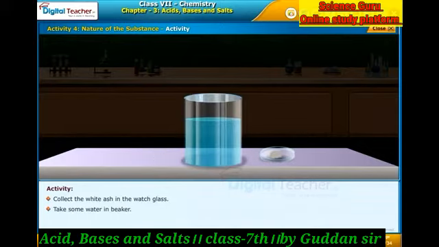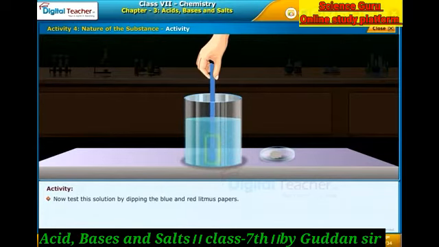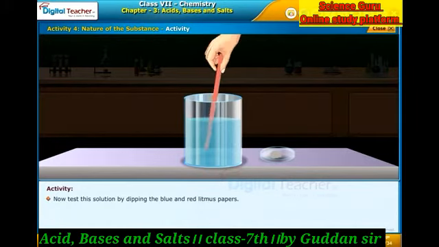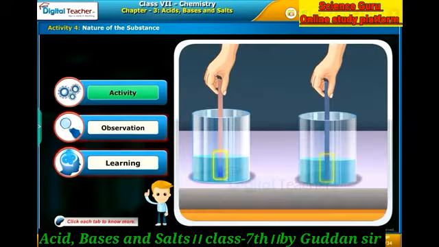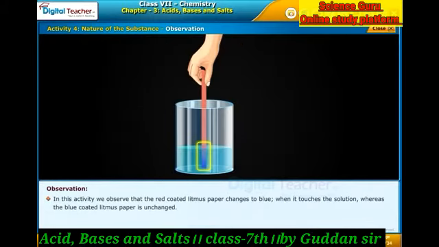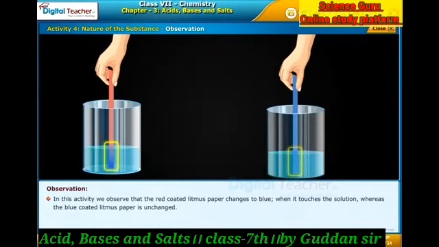Take some water in a beaker. Dissolve the white ash in it. Now test this solution by dipping the blue and red litmus papers. Observe the changes in the color of litmus papers. In this activity, we observe that the red litmus paper changes to blue when it touches the solution, whereas the blue litmus paper is unchanged.